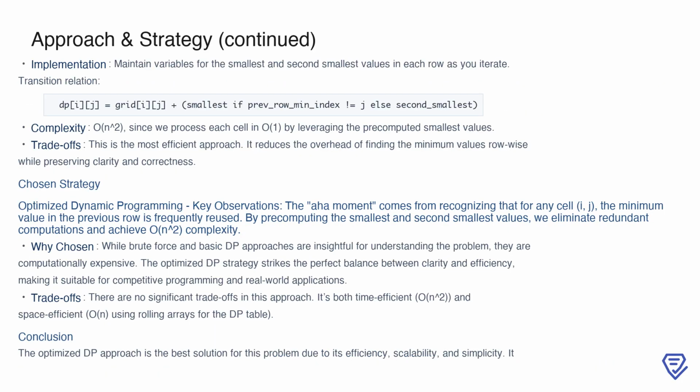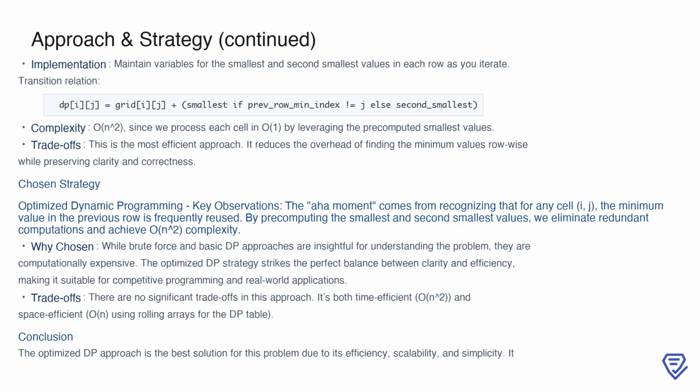In the optimized dynamic programming implementation, the key is to maintain variables that store the smallest and second smallest values of each row as you iterate through the grid. The transition relation here is refined to account for these pre-computed values. For any cell (i, j), the value is updated as the sum of the current grid value and either the smallest value from the previous row, or the second smallest value if the smallest happens to be in the same column. This drastically reduces the overhead of recalculating the minimum for every cell.